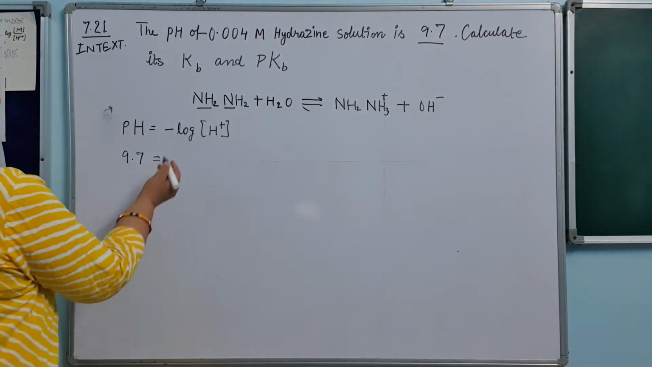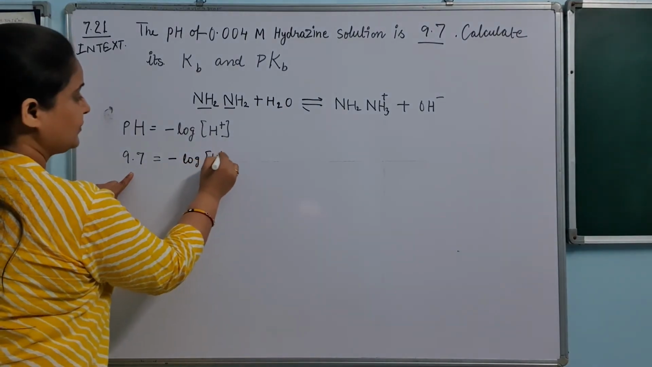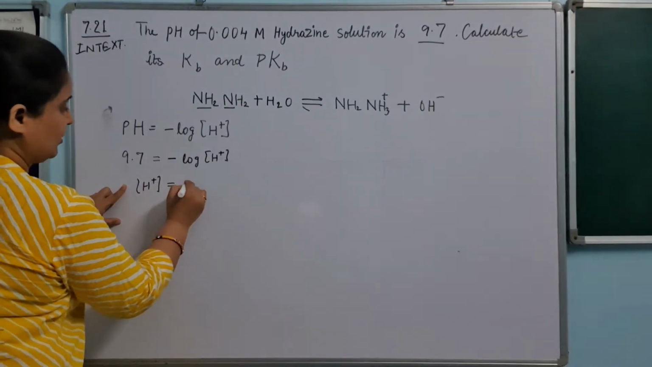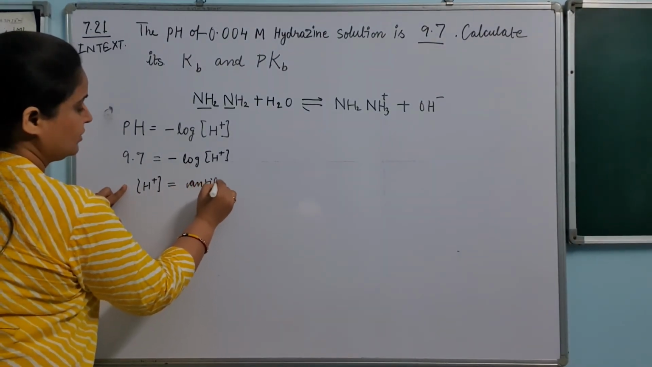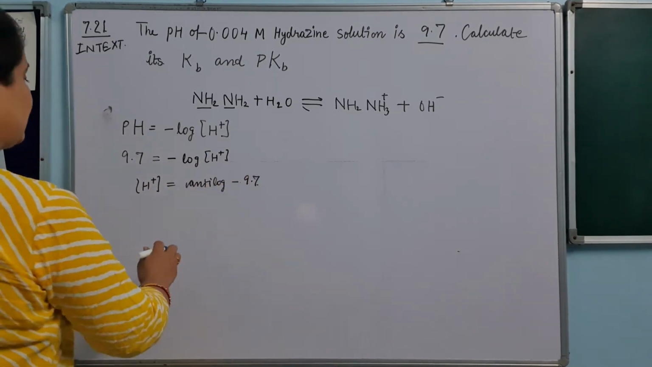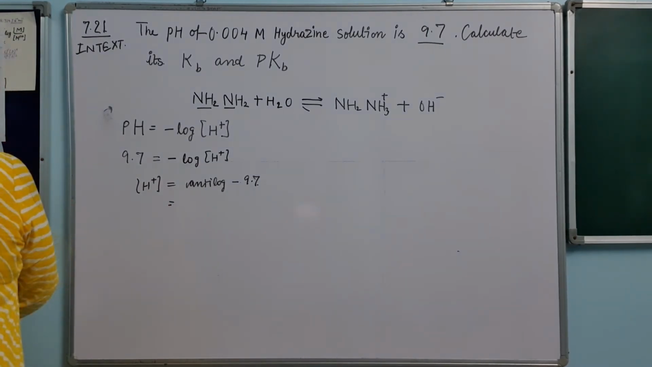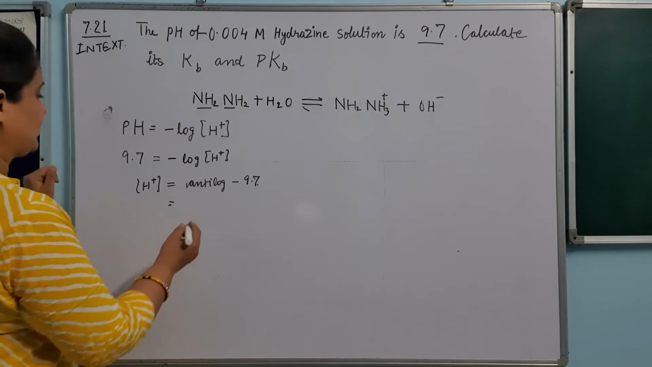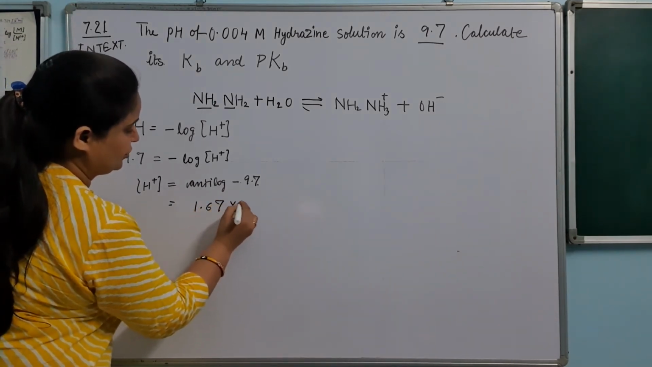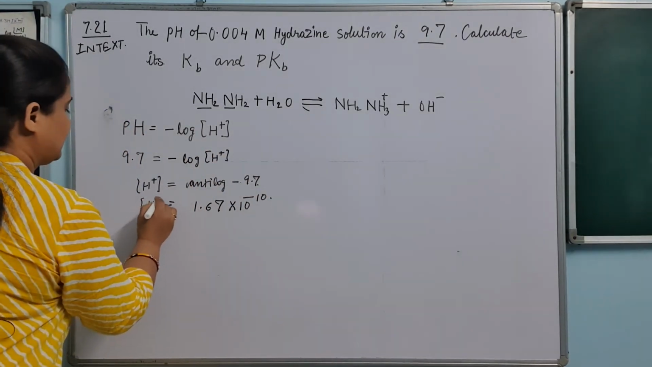So I will start doing it. That is, 9.7 equals minus log H plus ion. So what is the H plus ion? It is antilog of minus 9.7. When you calculate the antilog, you will get it like, let me see, 1.67 into 10 raised to power minus 10. So it is 1.67 into 10 raised to power minus 10. Okay, so H plus ion concentration I now know.